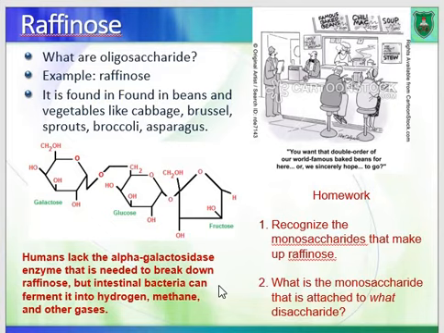Because human beings lack the enzyme alpha-galactosidase that is necessary for digesting this oligosaccharide and breaking it down. So it would again accumulate in the intestine, and it can be consumed by the intestinal bacteria, fermenting these raffinose molecules, producing different types of products or side products like hydrogen, methane, CO2 and other gases, resulting in bloating. Okay.